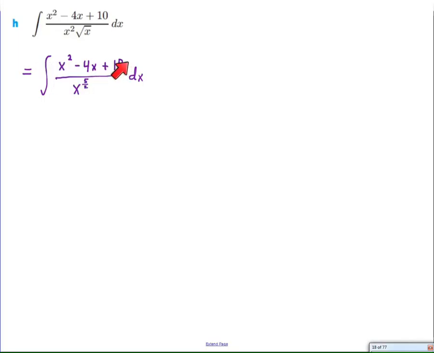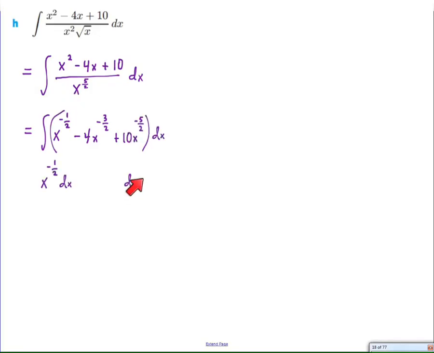The numerator is unchanged. So now what I'm going to do is distribute. That is to say, I'm going to divide by x to the 5 halves in each case. That's the same as subtracting the exponents. So 2 minus 2 1/2 is going to be negative 1/2. And then we have 1 minus 2 1/2, that's going to be negative 1 1/2, which is negative 3 halves. And x to the 0 minus x, never mind. So there we'll get 10x to the negative 5 halves.